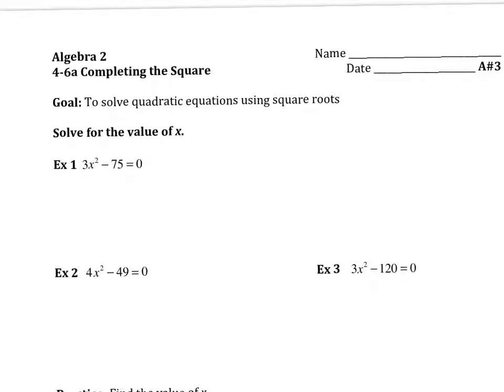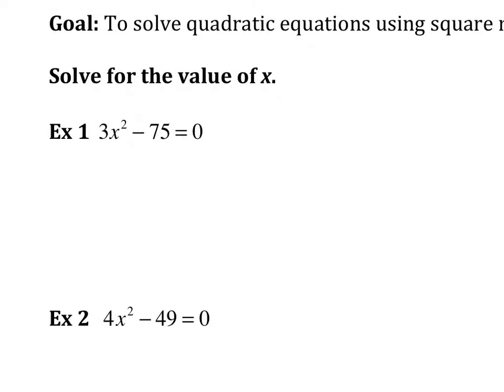So our goal for today is going to be to solve quadratic equations using square roots. In other words, since we already have a square, we're going to take the radical, take the square root of both sides. So let's just jump in and see what we have to do here.